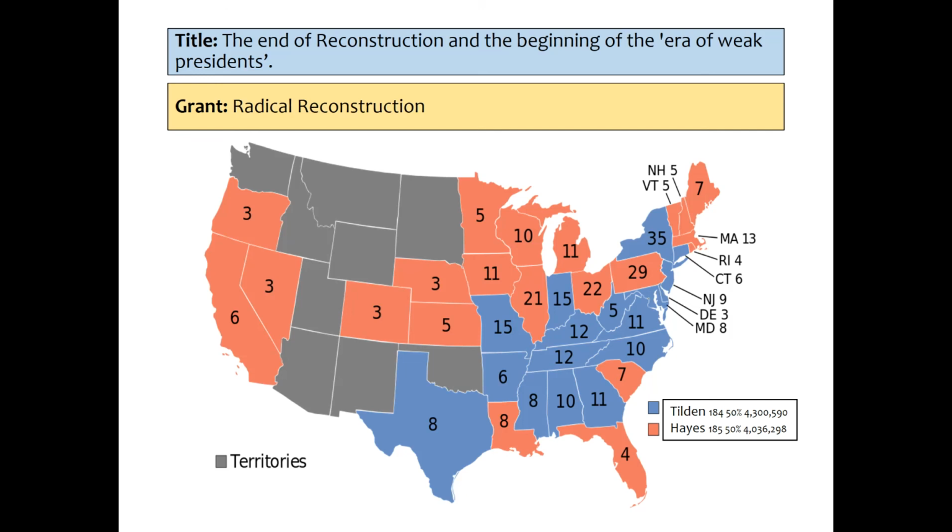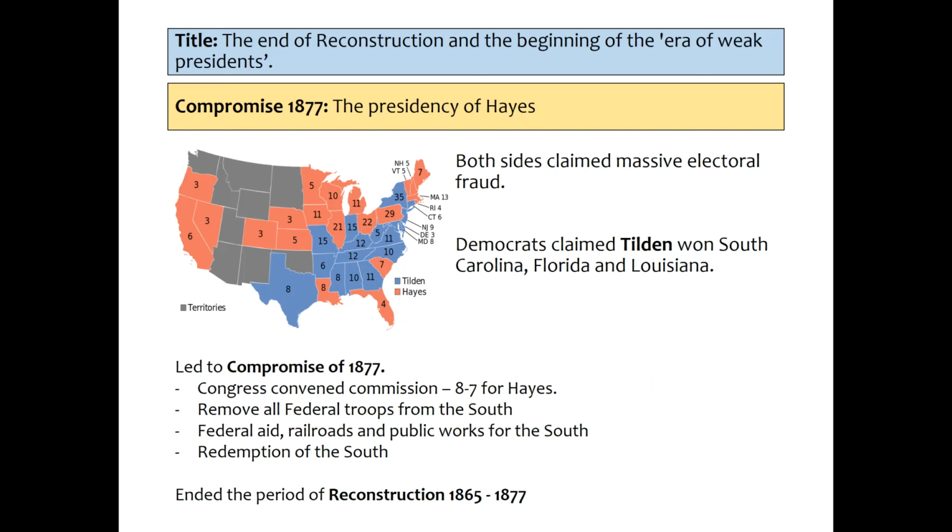So Hayes has 185 to Tilden's 184, even though Tilden wins outright the number of popular votes. He does not have enough electoral college votes to become the President of the United States. But both parties claim victory in the southern states, and it's down to electoral fraud. They both say that this has gone on, and so it leads to Congress needing to come in and make a decision. They both claimed massive amounts of electoral fraud.